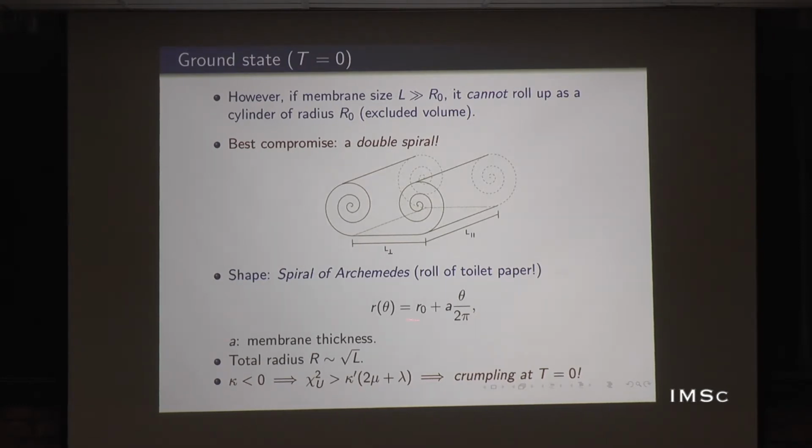Now, you can minimize energy and find out the form of the equation of the double spiral. Essentially, r is proportional to theta. This is called the spiral of Archimedes. So, total radius r essentially grows as square root of L. If kappa is 0, that will happen if the thermodynamic coefficient chi is quite large. Then of course, if the bending modulus is negative, energetically it is favorable to create a lot of bending, and that essentially the membrane gets crumpled at t equal to 0. So, t equal to 0 picture is fairly simple.